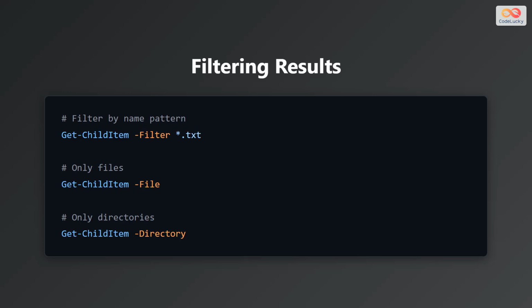Filtering helps you find exactly what you're looking for. The -Filter parameter accepts wildcard patterns like *.txt to show only text files. This is much faster than retrieving everything and filtering later. The -File parameter returns only files, excluding all directories from the results. Conversely, the -Directory parameter returns only folders, excluding all files. These filtering options make your searches more efficient and your results more focused, especially when working with directories containing hundreds or thousands of items.